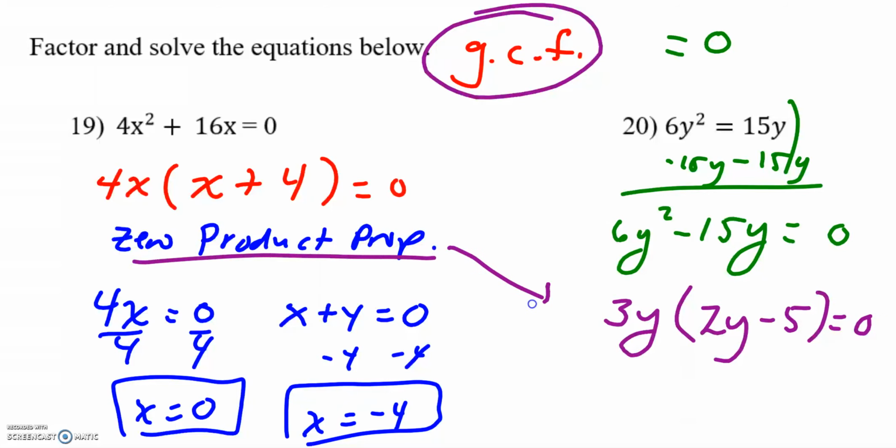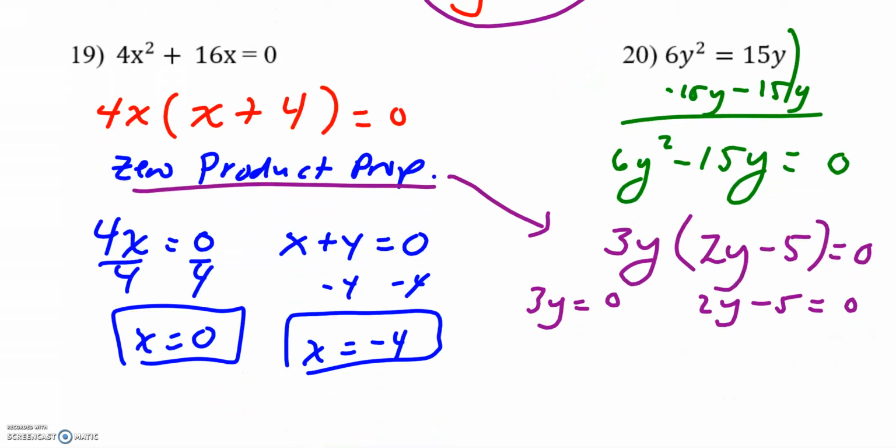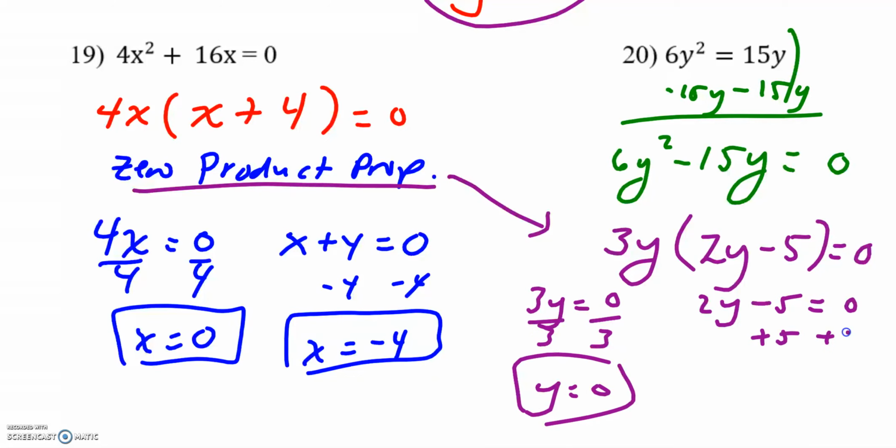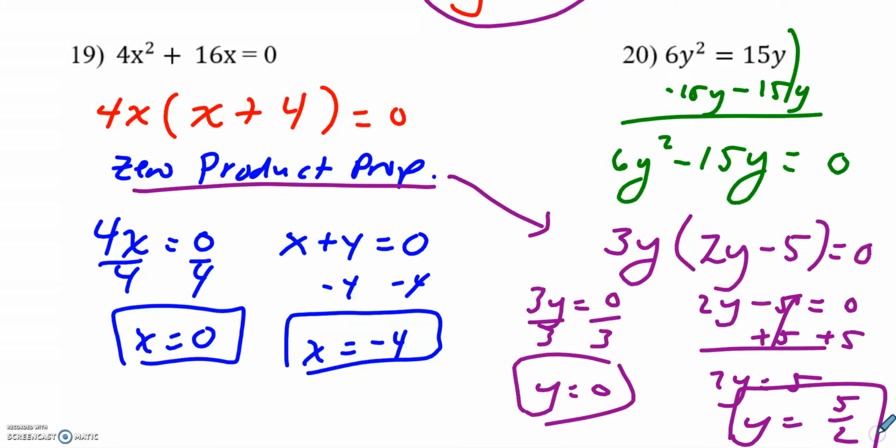If I use the zero product property again and say that 3y equals 0 and 2y minus 5 equals 0, then I can get two possible answers for y. Again, I would get an answer of 0. But for this one, if I added the 5, I would get 2y equals 5. So y would be an answer of 5/2 or 2.5. So again, if you could plug these back in, they should both work.